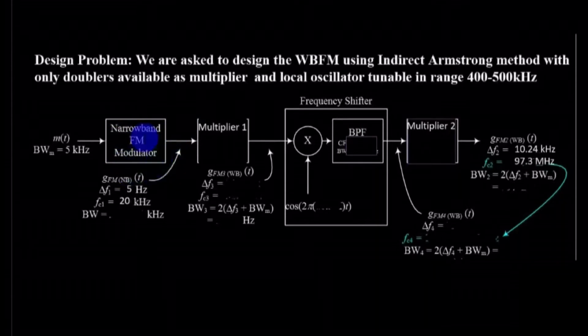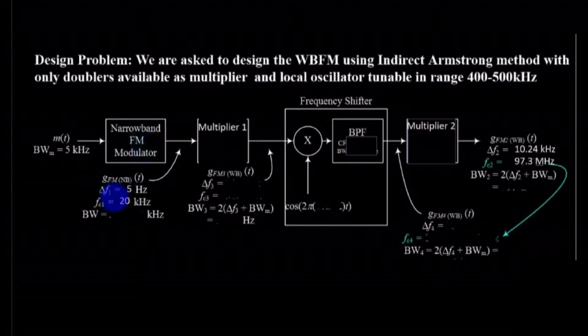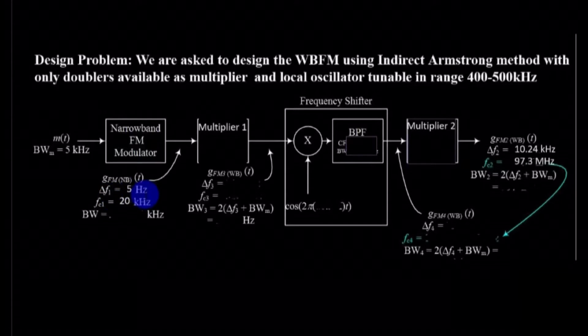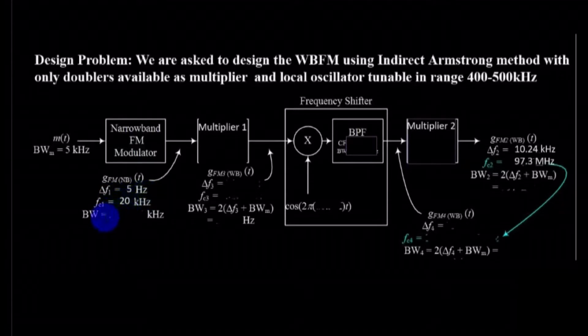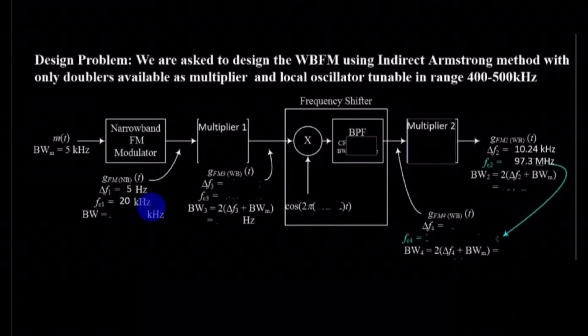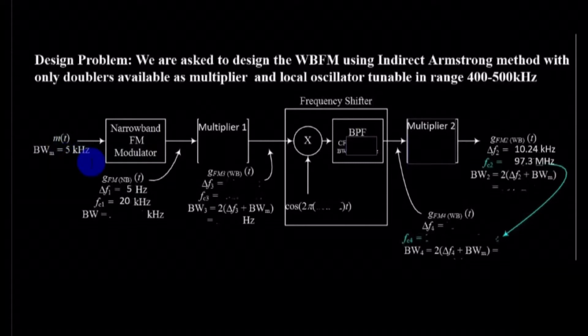Since it's an indirect method, we have a narrowband FM modulator, and with the narrowband FM modulator we have its frequency deviation delta f1, which is 5 hertz, and its carrier frequency, which is 20 kilohertz. So this is something that is given to us, right? And we know that the bandwidth of the message signal is simply 5 kilohertz.